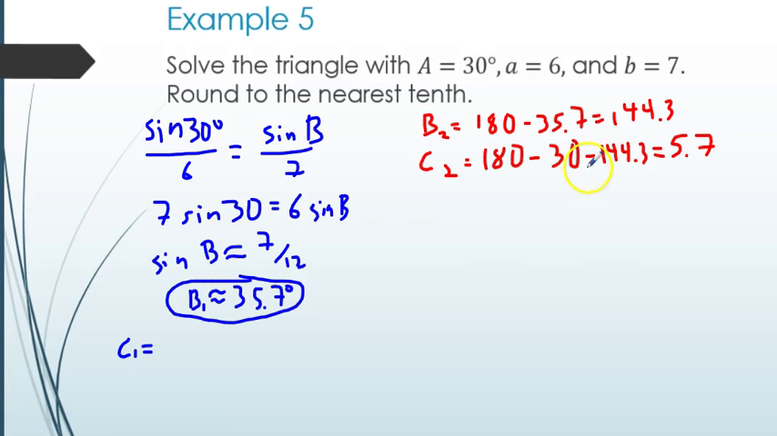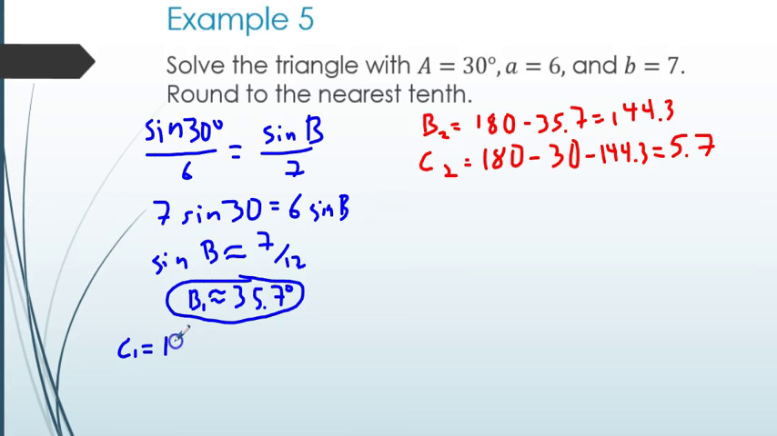So angle A is 30 for both triangles. Side A is 6 for both triangles. Side B is 7 for both triangles. But now we have, for the first triangle only, angle B equals 35.7, and for the second triangle, it's 144.3. We found angle C for the second triangle, but we haven't found it for the first triangle, so that's what I'm indicating here with the subscript of 1.